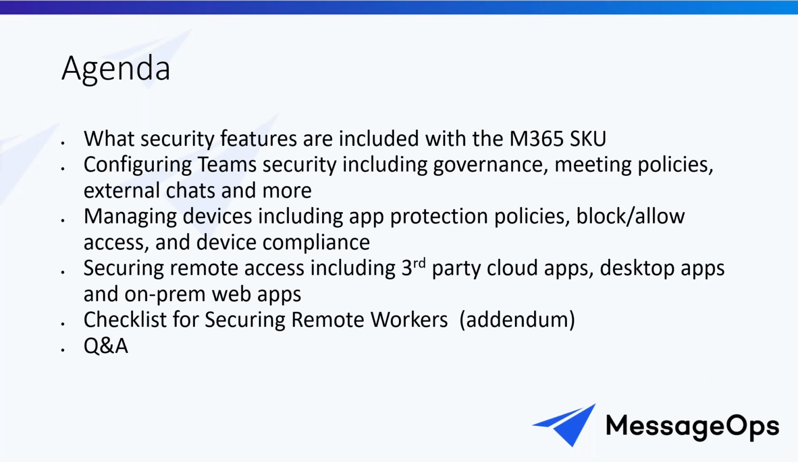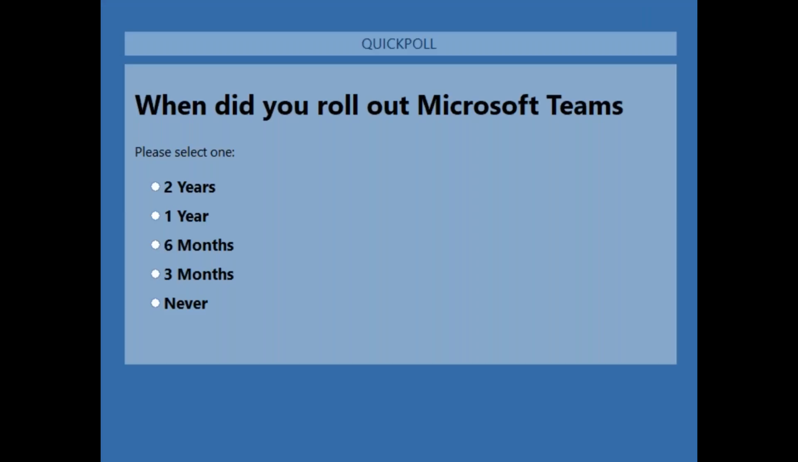I promise we only have two other quick questions, both about Teams. When did you roll out Teams? Two years ago, one year ago, six months, three months, or you've never rolled it out? Looking through here, it looks like most people are between one year and six months. About 4% of the people don't have it right now, so 96%, 97% of the people have Teams. I would say the majority of them are one year or more.